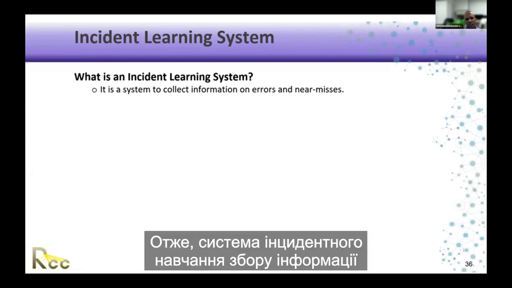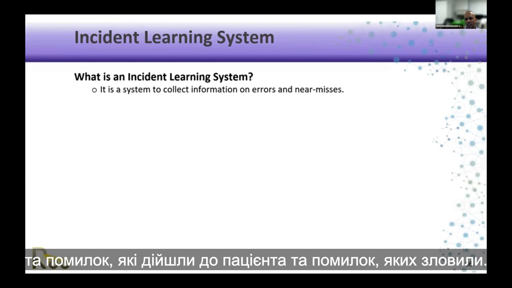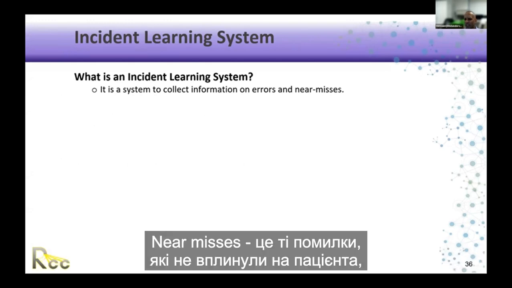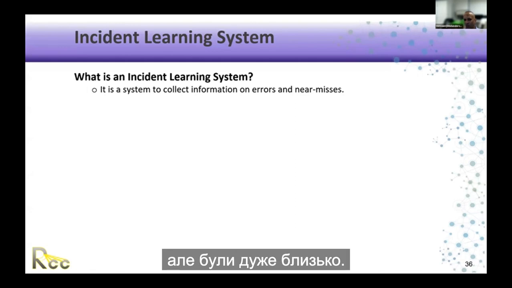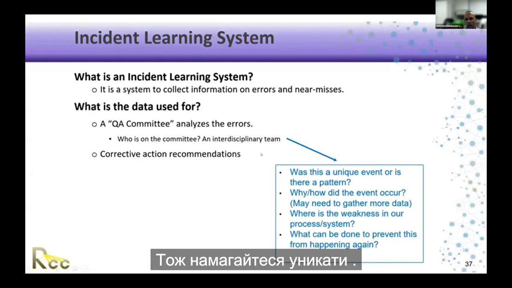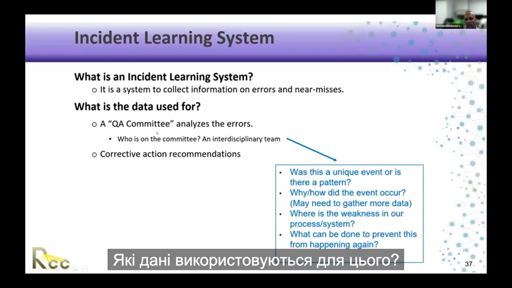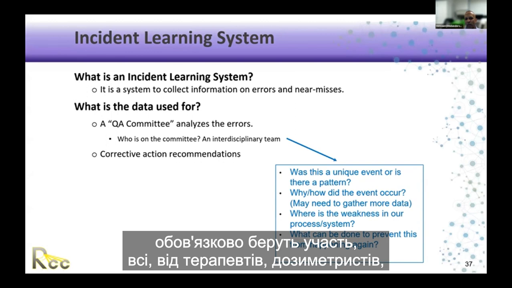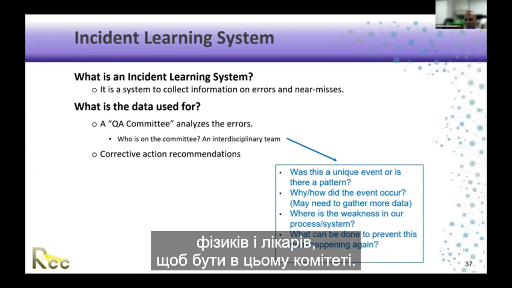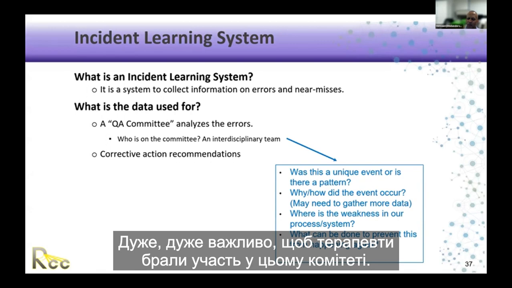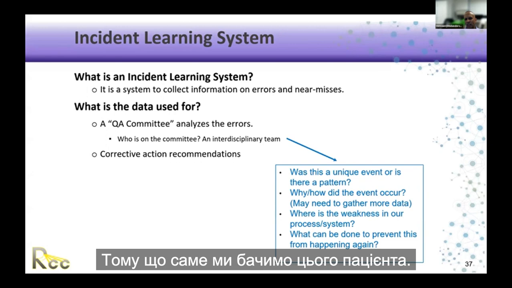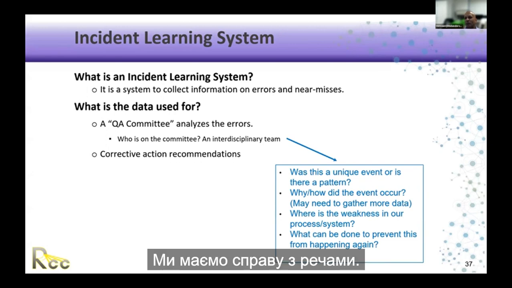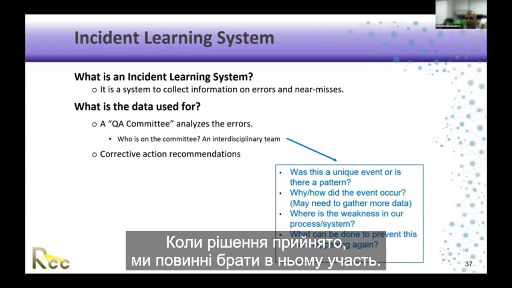So, an incident learning system: a system to collect information on errors and near misses. Near misses are errors that didn't affect the patient, but were very close. So we try to avoid them. What is the data used for? You have to have a committee, and for sure everybody participates: therapists, dosimetrists, physicists, and doctors should be in that committee. It's very, very important to make RTTs participate on this committee, because we are the ones who see this patient. We deal with this stuff. When decisions are made, we have to participate.